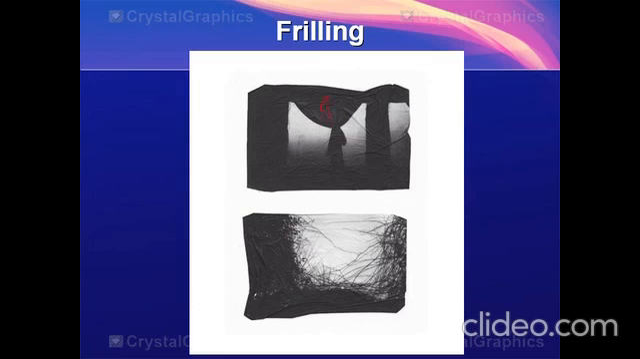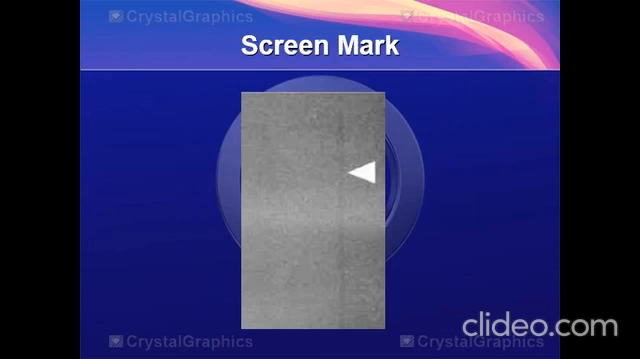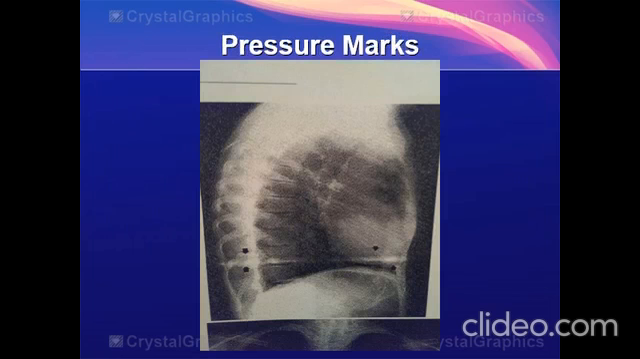Freckling, so yung film natin parang unti-unti na siyang naaagnas kung sa tao pa. So, tree bubbling, bubble marks also, screen marks dahil sa intensifying screen, quantum mottle or the noise. So, this is most common if you are using low mAs. Okay? And also common din siya sa mga CT, sa mga digital radiography.